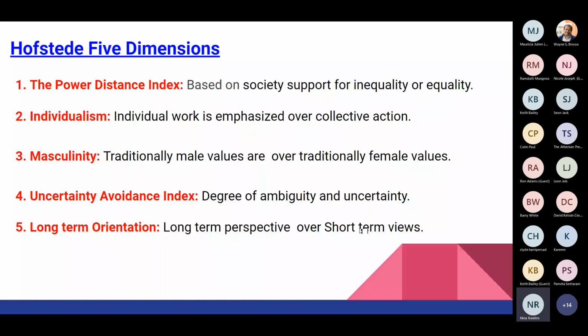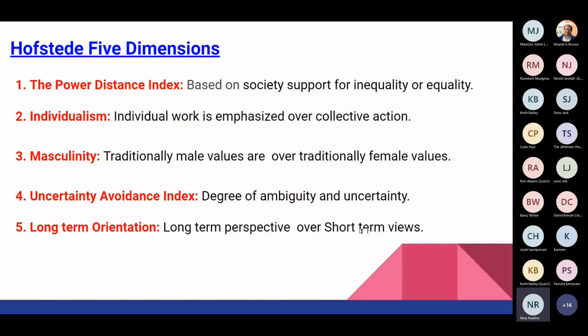Then we have masculinity, where traditionally male values are over traditionally female values. It comes from the following characteristics: distinct gender roles, assertiveness, and concentration on material achievement and wealth building. The feminine part of it comes from the following characteristics: fluid gender roles, modesty, nurturing, and a concern with the quality of life.